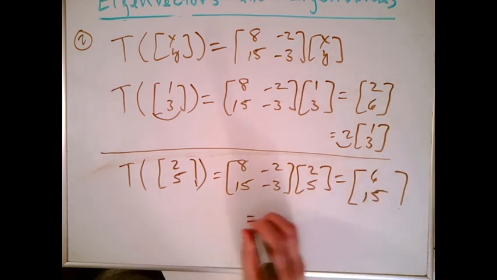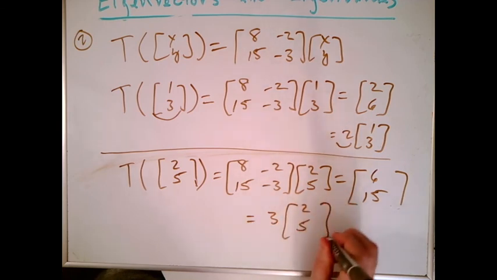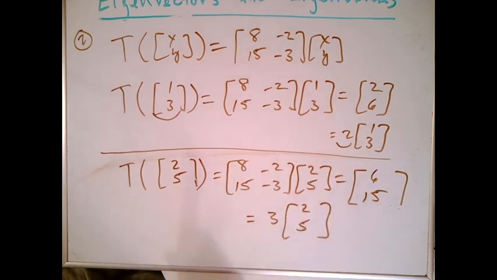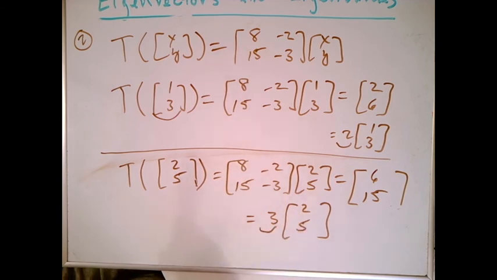Now in this particular case, we can see we can pull 3 out. Oh, and there's our original input column again. So what do we see here? We see that the column vector 2, 5 is an eigenvector here, and its eigenvalue is 3 because it gets stretched by a factor of 3. 1, 3 is an eigenvector because when we plug it in, the answer is 2 times the original input, and it gets stretched by a factor of 2.